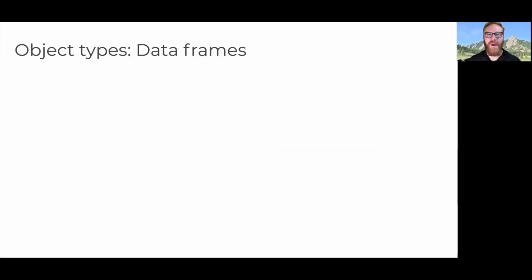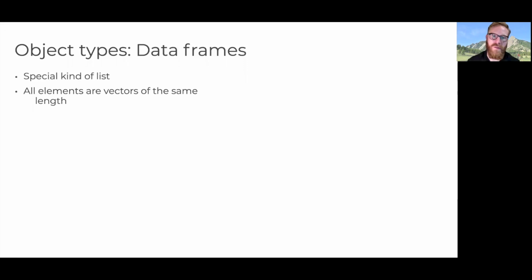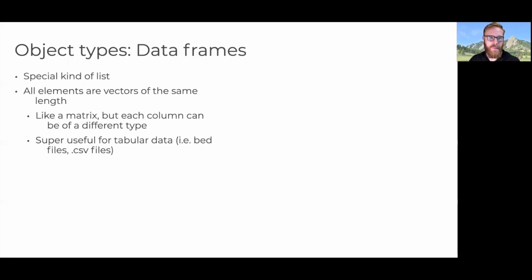Okay, so in a way, we saved the best for last here. Data frames are a composite object in R that allows us to store values of different types in a special kind of list where all elements of the vectors are the same length. So it's like a matrix in that way, but each column can be of a different type. It's super useful for tabular data, which we'll be using a lot, like bed files and CSV files.